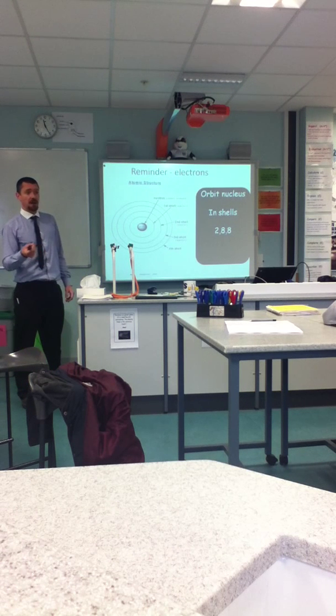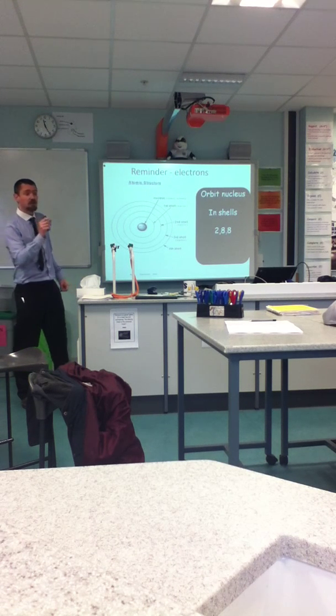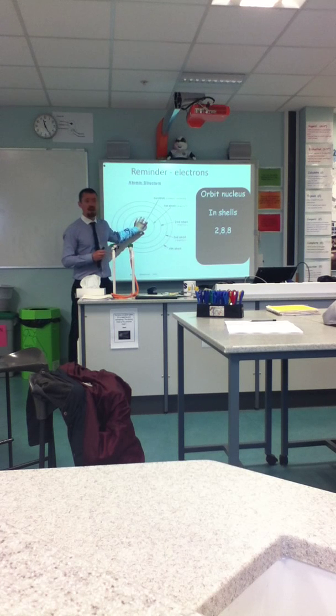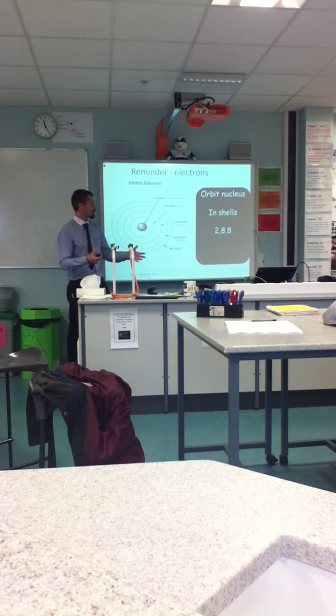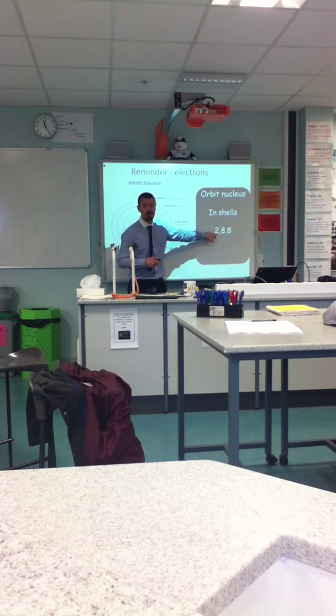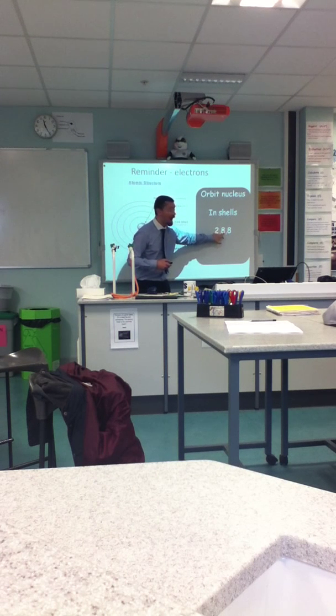And what we also learnt about last year was the fact that those shells can only have a certain number of electrons. So the first shell can only have 2 electrons in it. The second shell can have up to 8 electrons, the third shell up to 8 electrons. And we can write out an electron configuration like this, where we've got the number 2 for the first shell, 8 for the second shell, 8 for the third shell.